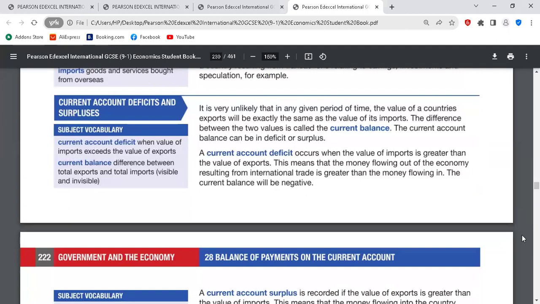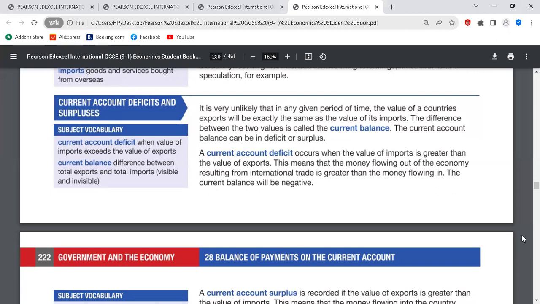Current account deficits and surpluses. It is very unlikely that in any given period of time, the value of a country's exports will be exactly the same as the value of imports. If they are the same, we call it balanced. But it's not possible that they are the same anyway. It's either more or less. The difference between the two values is called the current account balance.